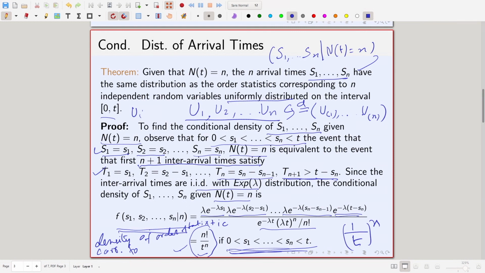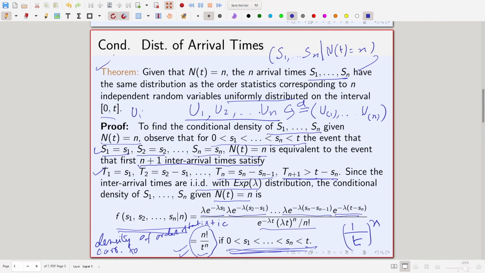That is because for order statistic, this thing has to be true. The first order statistic should be less than the second order statistic and so on. And also you get this less than t, because here you are told that there have been n arrivals up to time t. So in this region you get this density and 0 elsewhere, and this is precisely the density of the order statistic corresponding to n IID uniform 0t random variables. Fine. So we have proved the theorem.